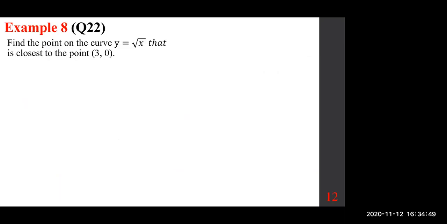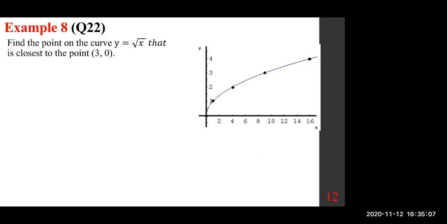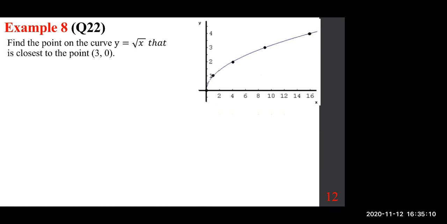All right, we want to find the point on this curve or graph y equals square root of x such that it is the closest point to the point (3, 0). It is extremely important that we set it up, so a graph really is important. So we have the graph. So we locate (3, 0), which is here. And then the closest point on the graph, we don't know.